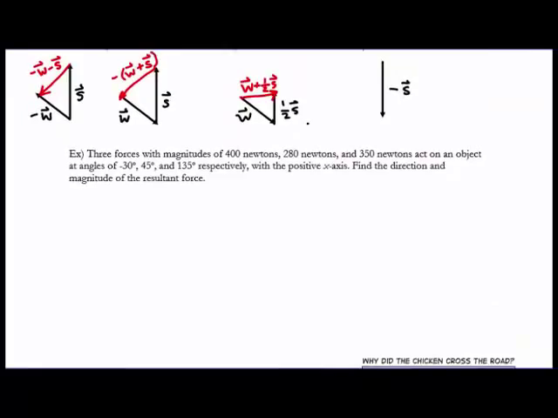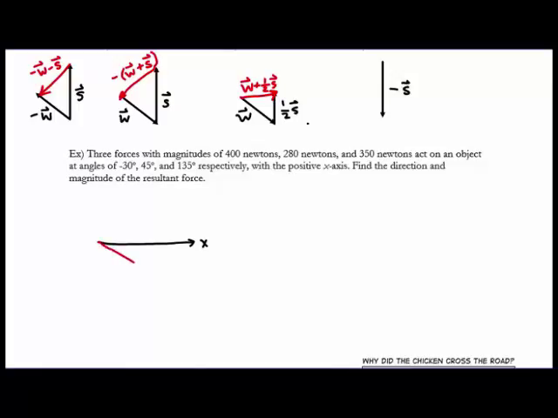So we have 3 forces with magnitudes of 400 newtons, 280 newtons, and 350 newtons that are acting on an object at angles of negative 30, 45, and 135 degrees respectively with the positive x-axis. Find the direction and the magnitude of the resultant force. Now we can do this a bunch of different ways. I'm just going to pick one here, but basically let's draw in the positive x-axis here. So there's the positive x-axis. I have a force that acts at negative 30 degrees with a magnitude of 400 newtons.